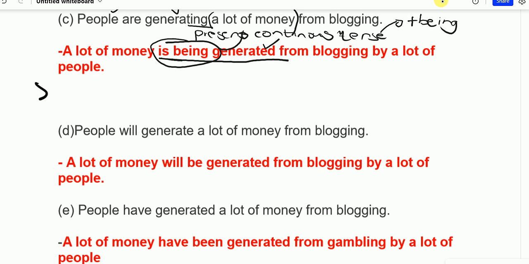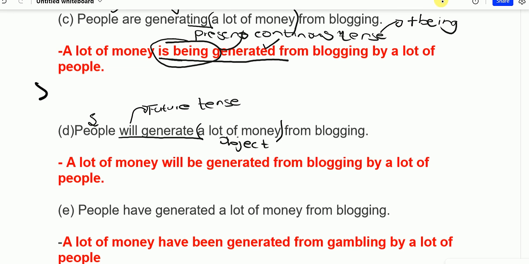Remember, this sentence is the same. The only difference is that we are playing around with the various tenses so that we check which auxiliary verbs to use. People, we know that this is our subject. Now let us check the tense. It says will generate. Will, it means something that will happen in the future, so that means that the sentence is in the future tense. Okay, it's in the future tense, and then we know that a lot of money actually is our object.